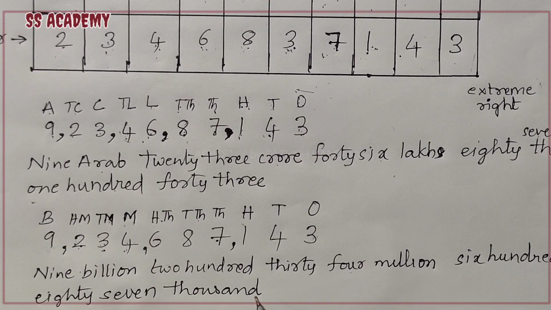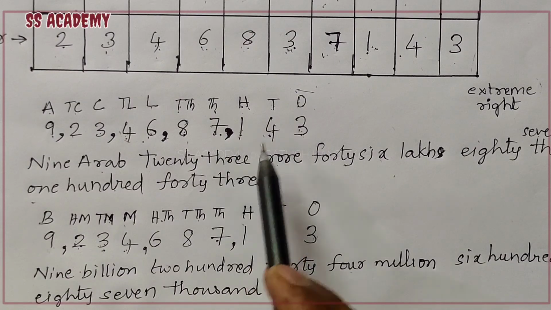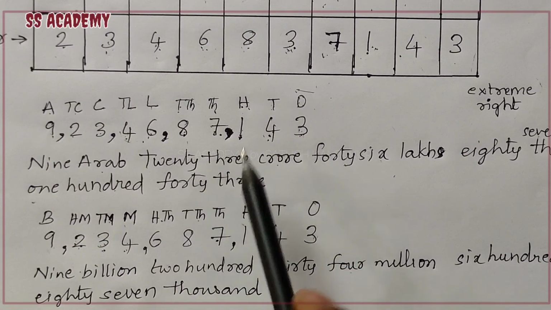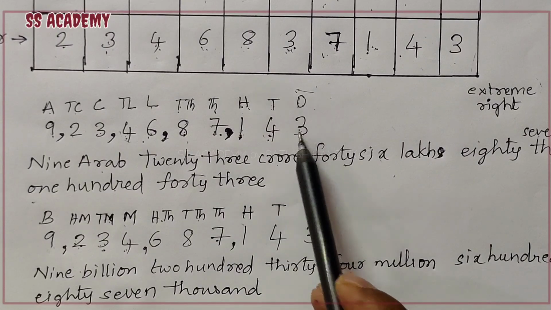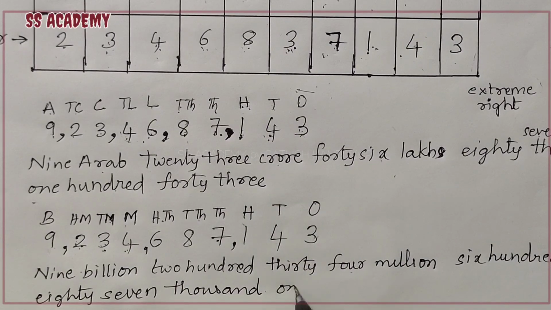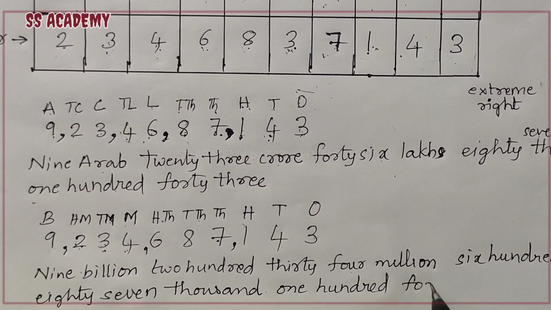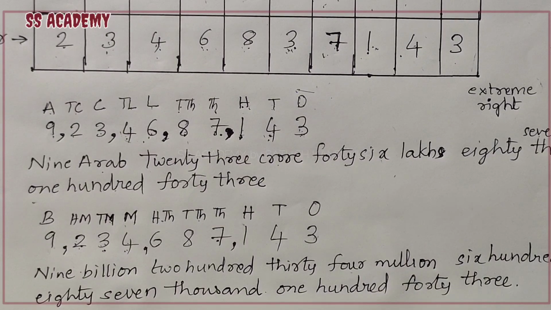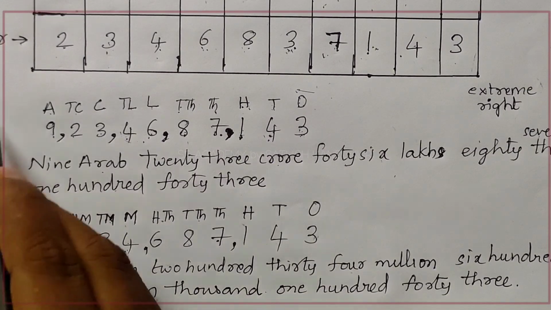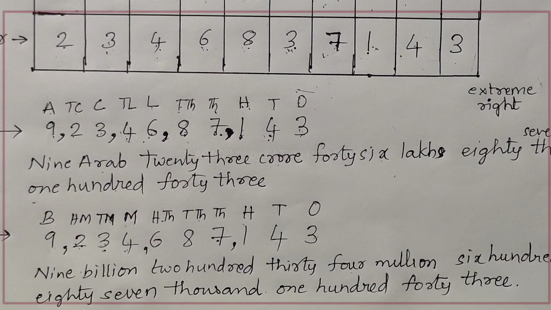Okay, thousands are done. After thousands, what is the number here? 143. Since 1 is in hundreds place, 100. This is 43. 143. So in this way we write the number names for a particular number in the Indian system and international number system.